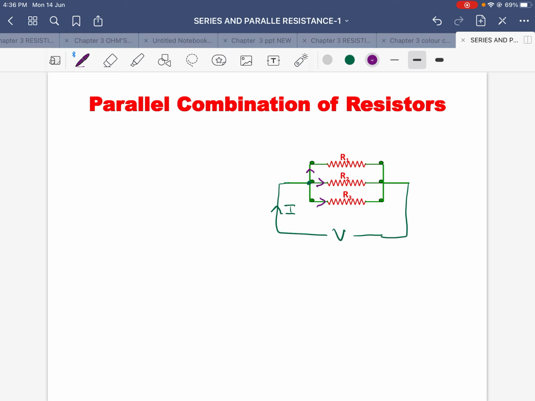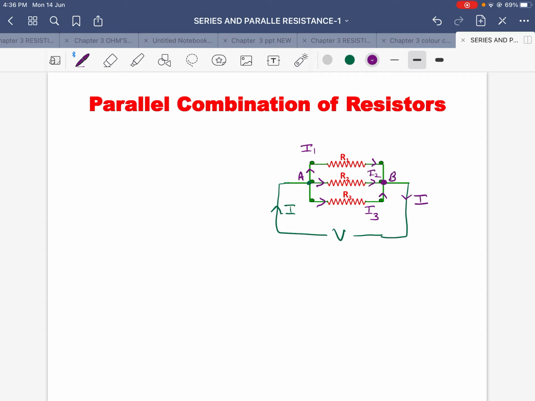Suppose through resistor 1 current I1 is flowing, through resistor 2 current I2 is flowing, and through resistor 3 current I3 is flowing. Again at this point these three currents meet and come out as the total current I. Current entering at end A is equal to current leaving at end B.